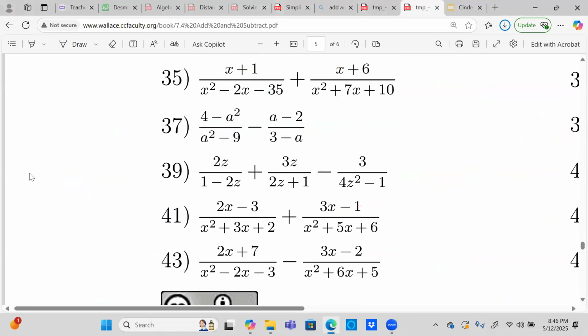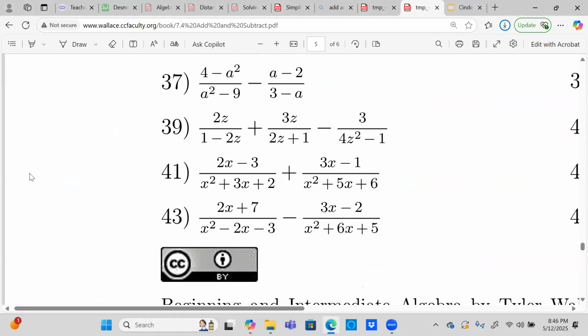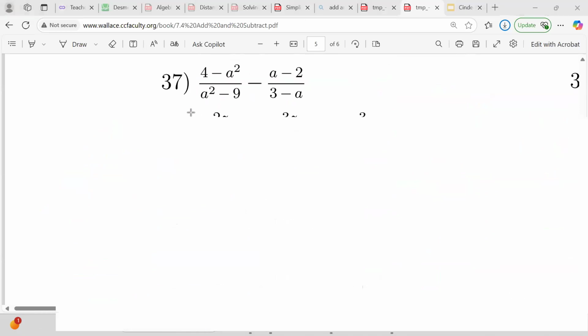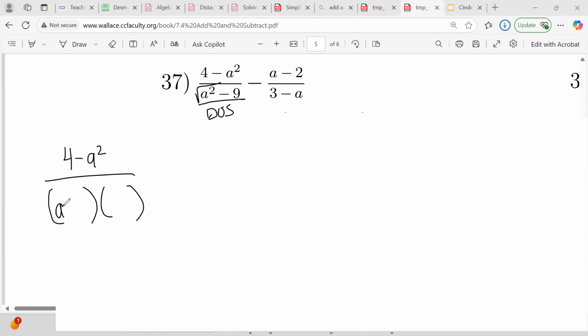37. So I'll just do 37 and 41, and then we'll call it a day. 37, do they have a common denominator? No. So look at this bottom. That's a difference of squares. So we'll keep the top. Set up two parentheses, take the square root. So that would be a for me, a for you. Take the square root, 3 for me, 3 for you, 1 plus, 1 minus. Keep the minus. And now this one doesn't factor, so just keep it.